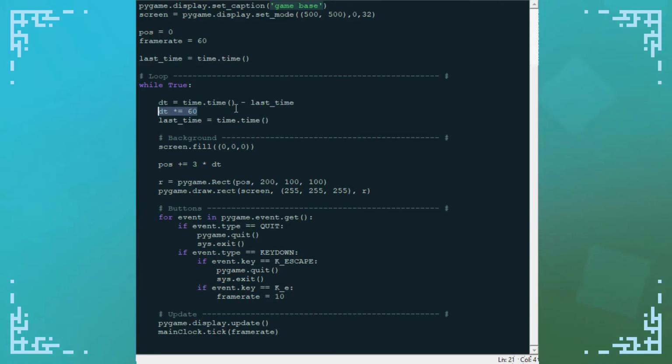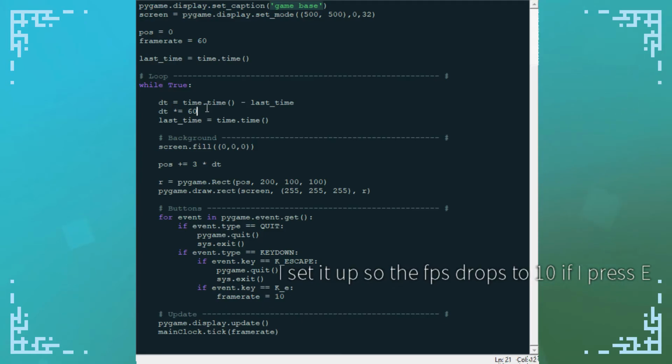However, if you're not running at 60 frames per second and it slows down, DT will increase. So if I'm moving 3 pixels per frame times DT, it should keep the movement constant in our time. So let's take a look at that. As you can see, I pressed E and it just keeps going at the same speed. That movement is clearly choppy though, and that's just how low frame rates work.